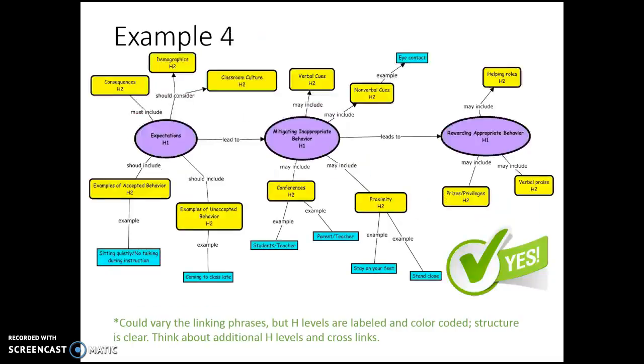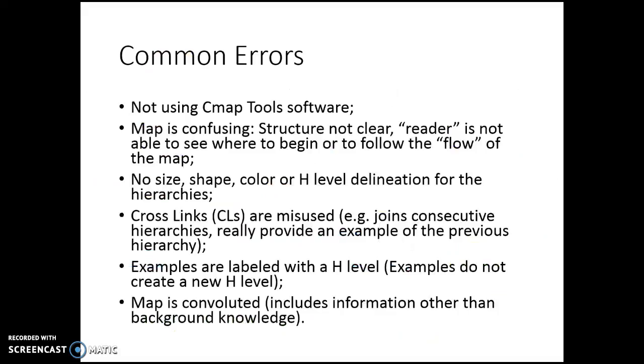Example number 4, a student map again. You see a process delineated here with all H1s being the same color and shape, larger than the H2 shapes. And then you see the examples, no matter where they are on the map, being the same color. This student too can think about additional hierarchies or crosslinks, and they could vary the linking phrases to represent the different relationships between these concepts. But again, this is a structurally sound map.